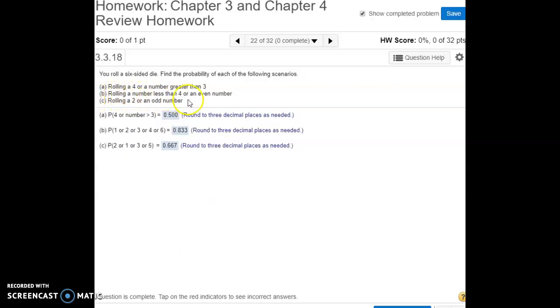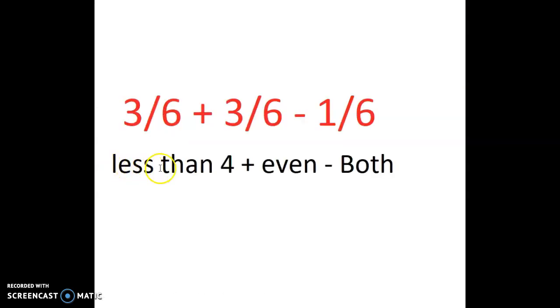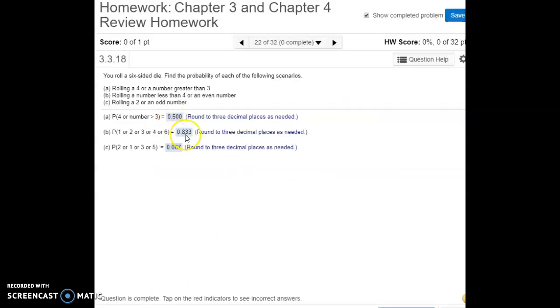Rolling a number less than 4 or an even number for part B. There are 3 numbers less than 4, so 3/6, plus there's 3 even numbers, so 3/6. And then both, the only number less than 4 and even is the number 2 on the dice, and so there's 1/6 is the probability of getting a 2. So subtract that probability, add those all up, you get 5 out of 6, and then do 5 divided by 6 to convert it to a decimal probability.